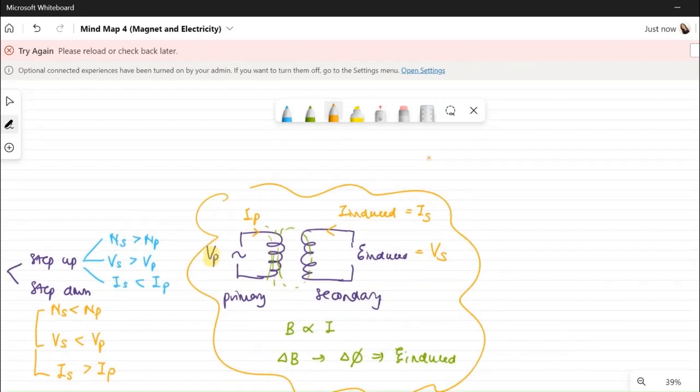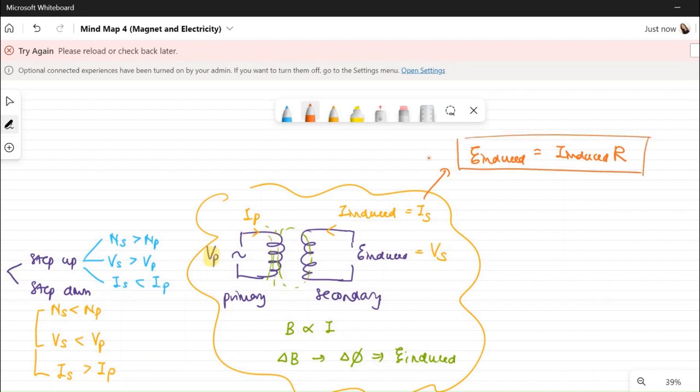So how can we get the I induced here? I induced here is basically, you can apply it from Ohm's law. So Ohm's law is that E induced is equal to I induced multiplied by R. So from here, you are able to find out what the I induced is in the coil, if you know what the E induced is from Faraday's law.